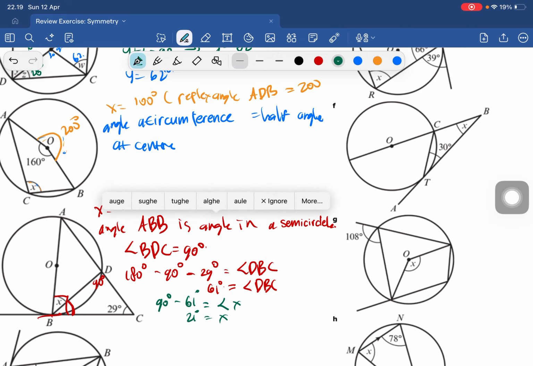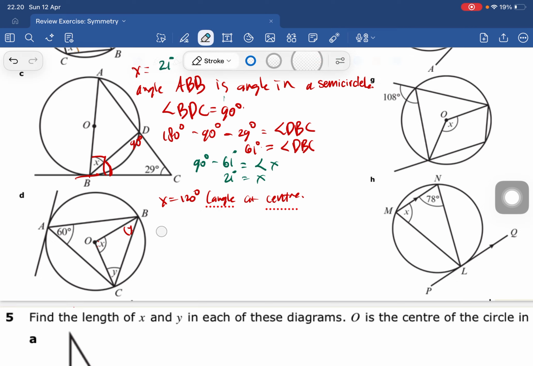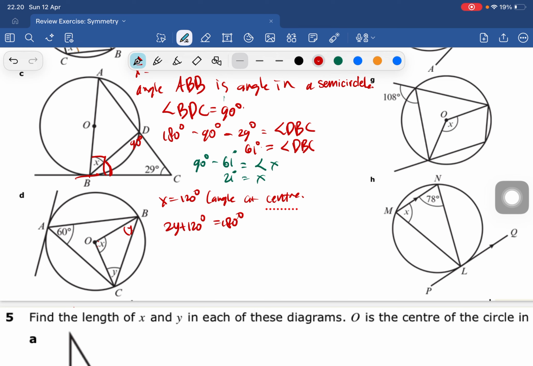Okay, that is angle. Next for D. Okay, X. Okay, X gonna be 120 degree. Here angle at the center. So Y, okay, this Y is gonna be Y also because they are isosceles. So we can make it 2Y plus 120 degree equal to 180. So 2Y equal to 180 minus by 120 is 60 degree. So Y equal to 30 degree.